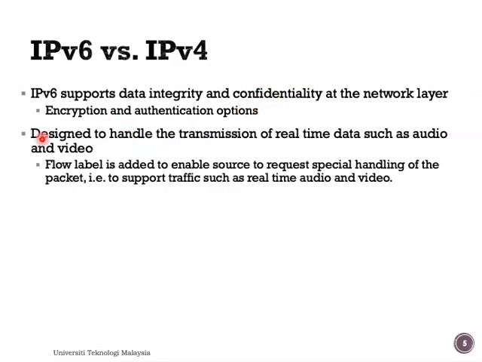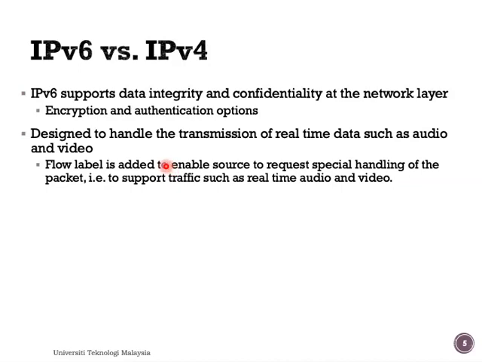Also, IPv6 is designed to handle the transmission of real-time data such as audio and video. This is done by the use of the flow label. The flow label is added to IPv6 to enable the source to request special handling of the packet, for example to support traffic such as real-time audio and video. Basically, the flow label is just a labeling of packets that belong to particular flows for which the sender requests special handling.